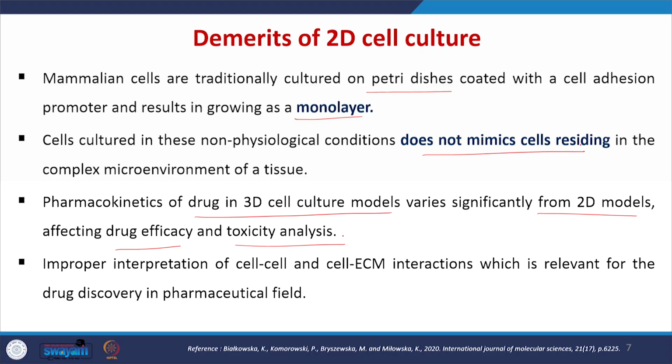For example, if you are using 5 microgram of anti-cancer drug, the drug efficacy will be different for 2D and 3D cell culture models. Similarly, cell-to-cell and cell-ECM interactions are very important for drug discovery in the pharmaceutical field, but they cannot be achieved by 2D cell culture. These are some of the demerits of 2D cell culture.